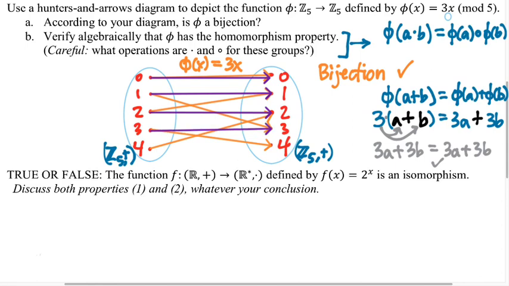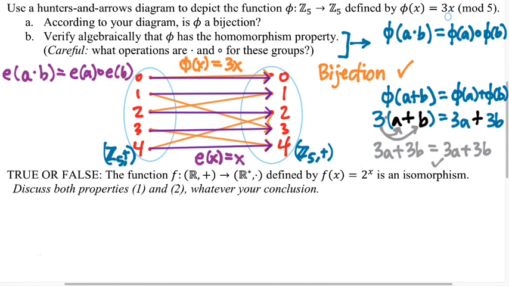So here's a different function from a group to itself. I'm going to call this one e of x equals x. That is always a bijection. We can show that it also satisfies the homomorphism property. Right? Why is it true that e of a times b is equal to e of a circle e of b?